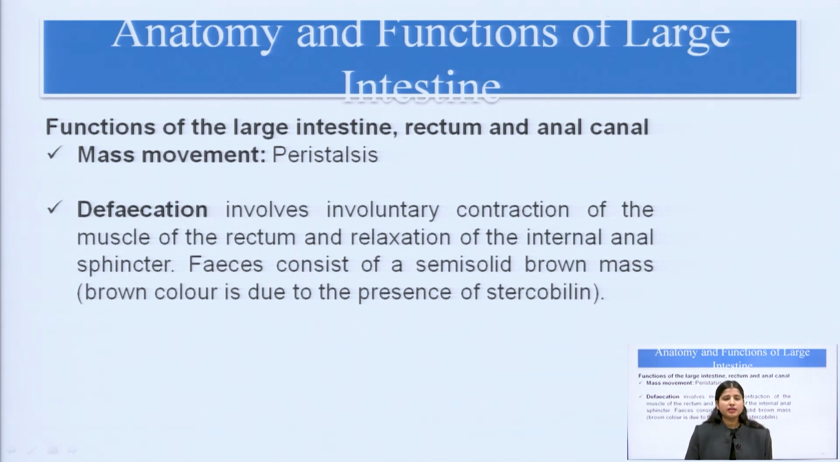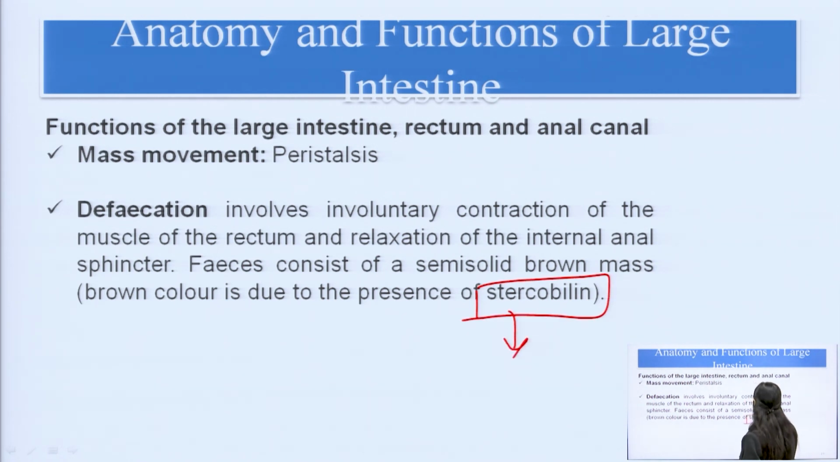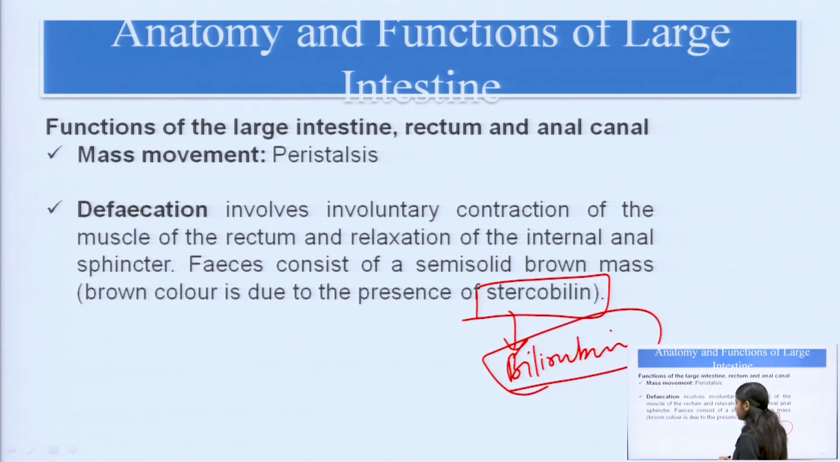The feces we are talking about is semi-solid and brown in color, which is due to a chemical called stercobilin. Stercobilin is a metabolic product of bilirubin. In later slides I will also discuss how bilirubin is converted into stercobilin, but what is important here is which agent provides the color in the feces. That is stercobilin.